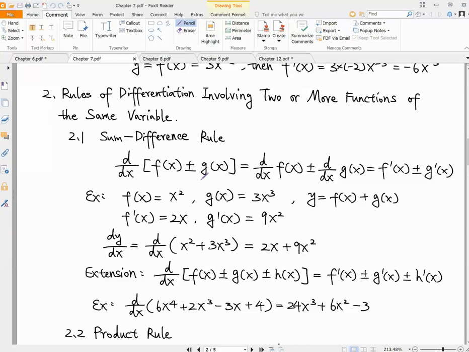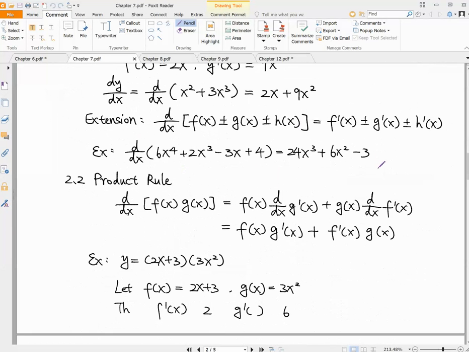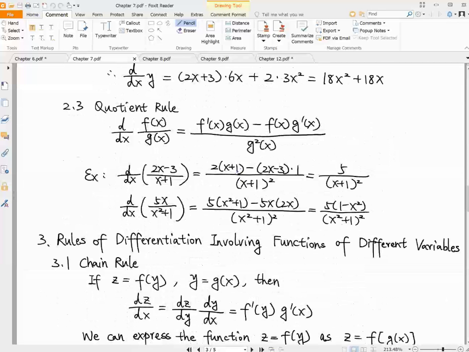So this is about two functions, right? The sum-difference rule, the product rule, and the quotient rule, right? These are very basic things. And you have the formula here, so you don't need to remember or recite anything. Just follow the formula, and you should be able to find the answer.